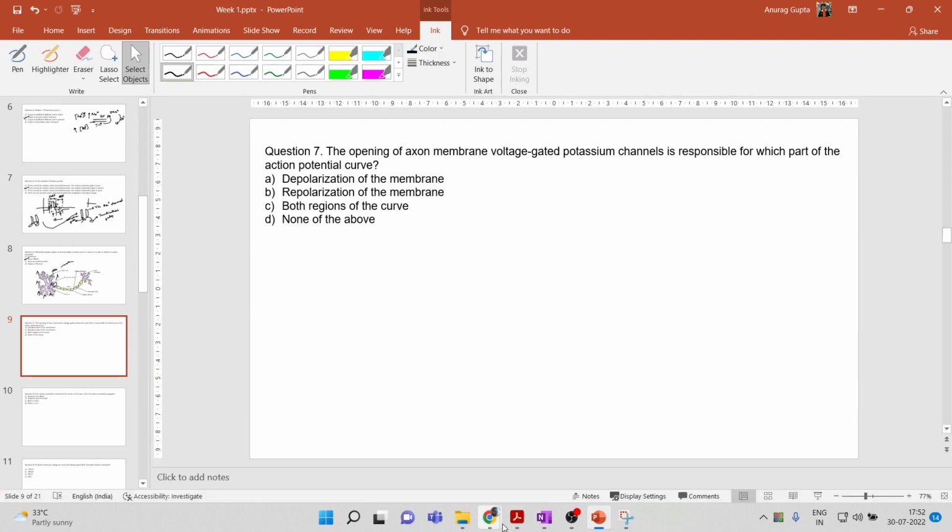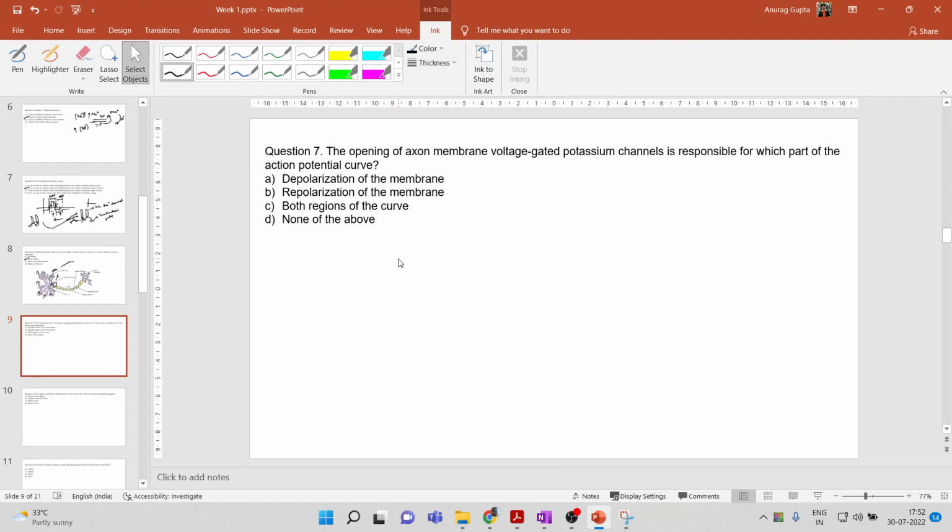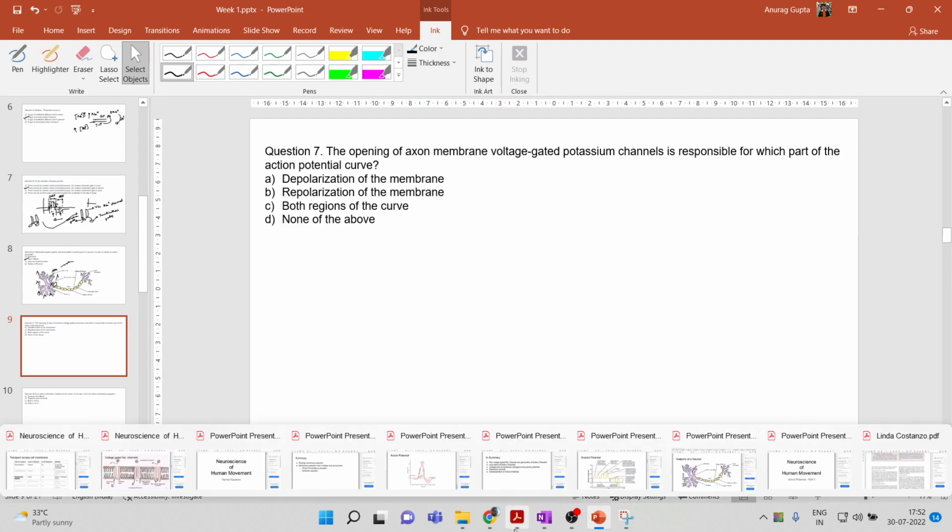Okay, let's see the responses. B, B, B, B. Everybody seems to be agreeing with B. Let's see what. Repolarization of the membrane. Yes, that is correct. So we already discussed this.